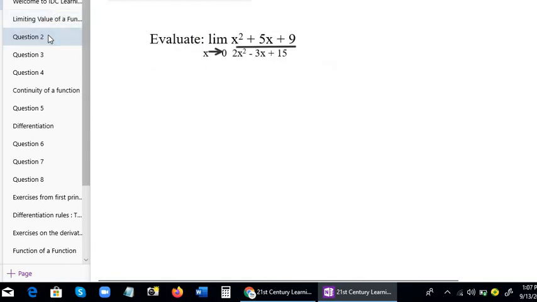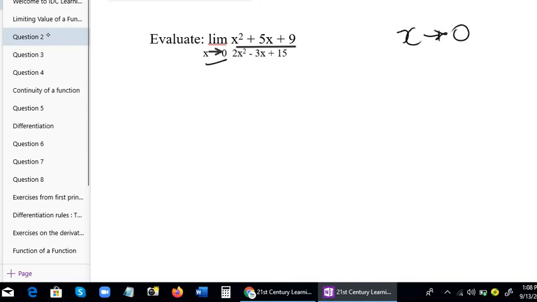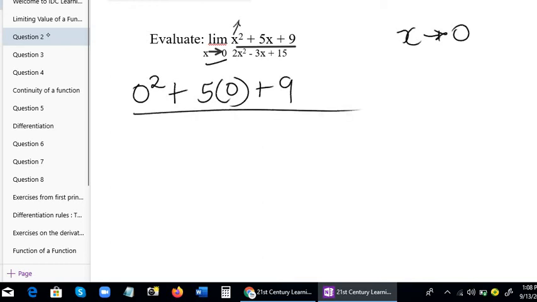Let's take question 2. Let's find the limit of this function as x tends to 0. Again, we are going to substitute the value of x with 0. Since we have x squared here, it's going to give us 0 squared, plus 5 times 0, plus 9, divided by 2 times 0, squared, minus 3 times 0, plus 15.